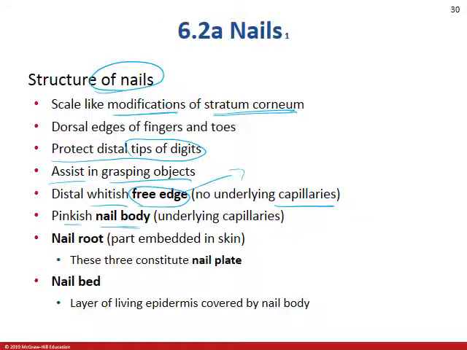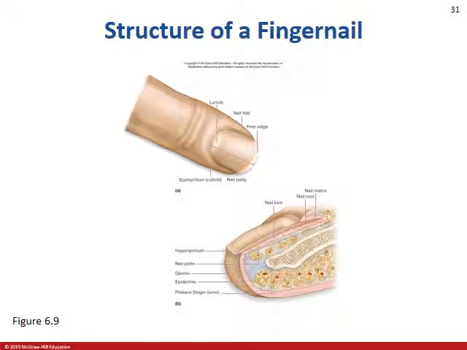The pinkish nail body has underlying capillaries. And then we have something called the nail root, or you might think of it as the nail plate, and then we have the nail bed. So the nail bed is the living epidermis covered by the nail body. Nice image of the fingernail here. I really just want you to see that the nail body is directly in contact with the dermis here. The dermis is in pink.